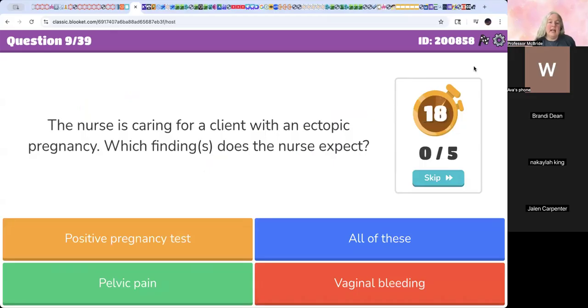The nurse is caring for a client with an ectopic pregnancy. Which findings does the nurse expect?